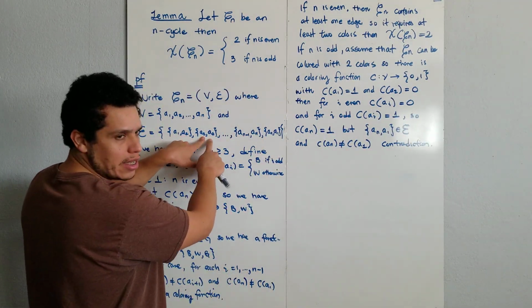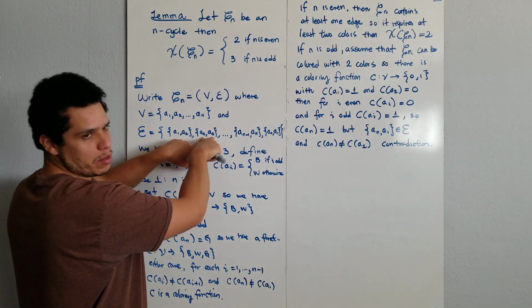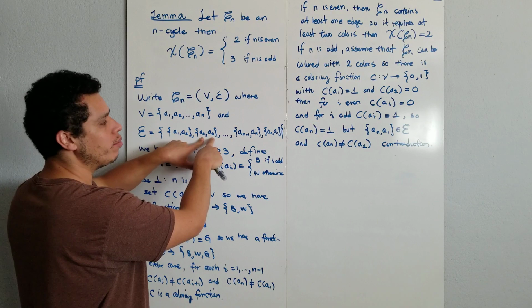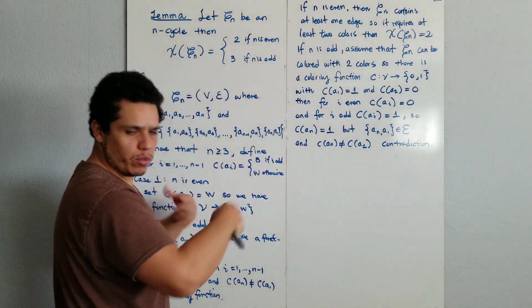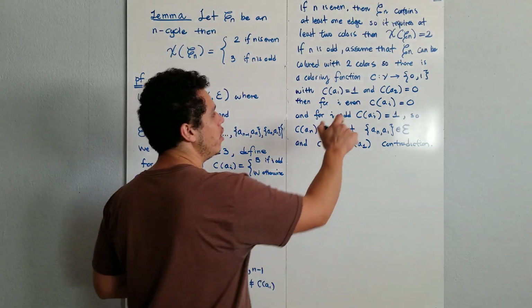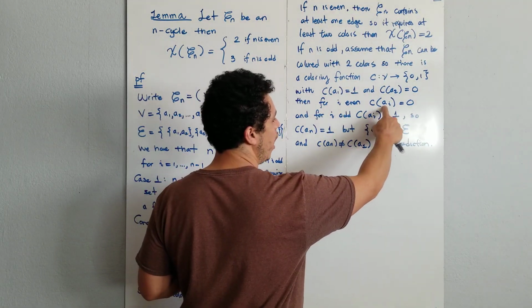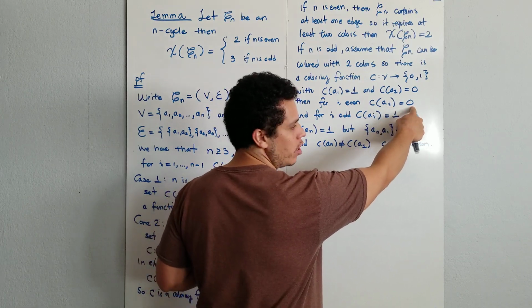But if we move to the next edge in the list that I have here, well, this one has color 0, so this must be of the other color, namely 1. If we follow this process, we can prove it by induction, but I don't think it's necessary. We can argue this. And then for every index that is even, CAI is associated with 0.